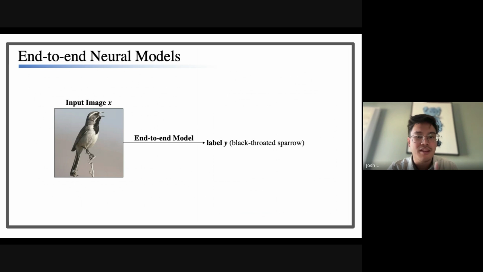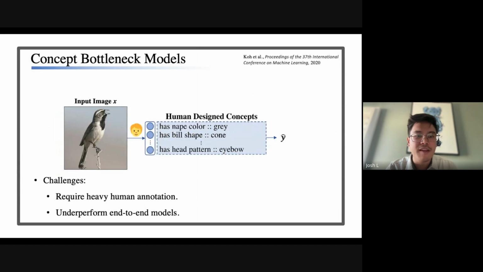And in an end-to-end network, you just provide an image and you get this label, black-throated sparrow, but you don't really know why the model assigned it the label of black-throated sparrow. Under a concept bottleneck model, the main idea is, rather than trying to directly predict that, okay, this image is a black-throated sparrow, what if you try to predict intermediate concepts first?